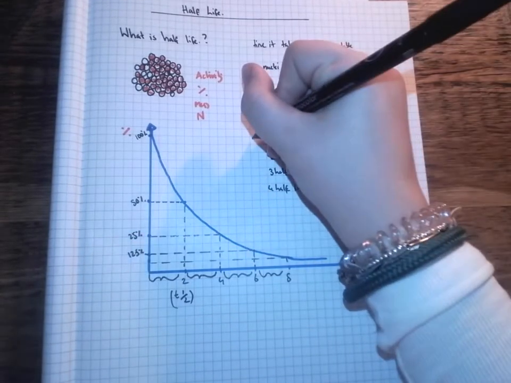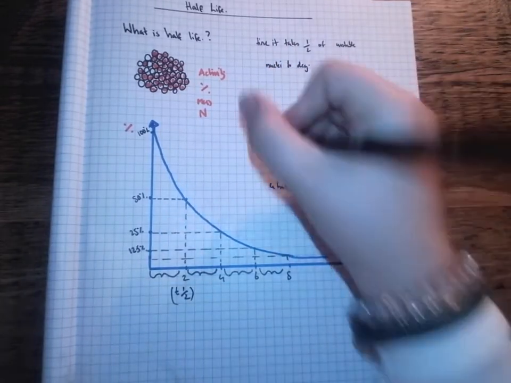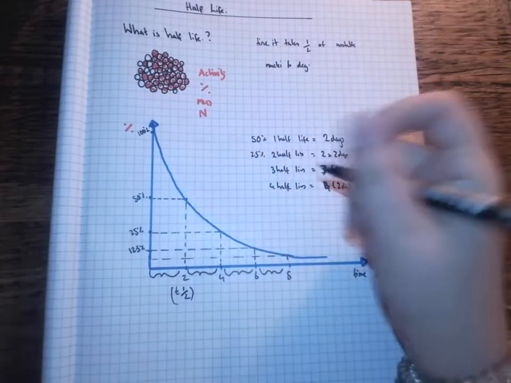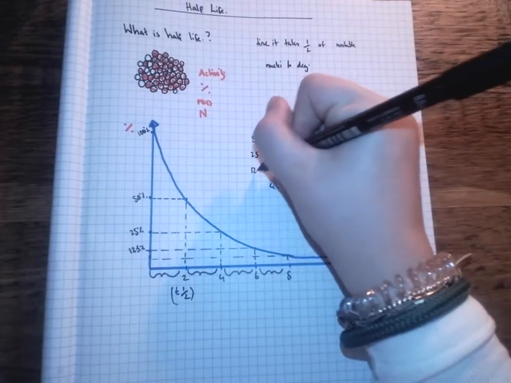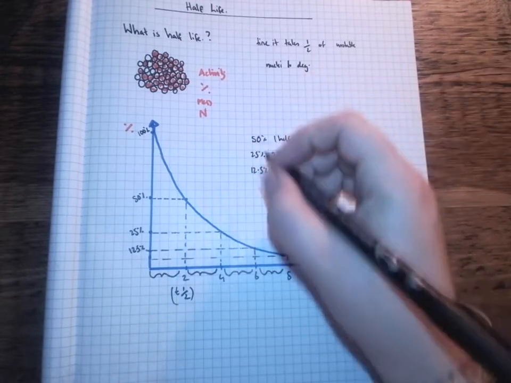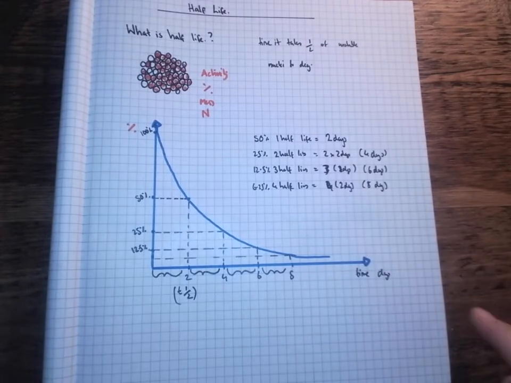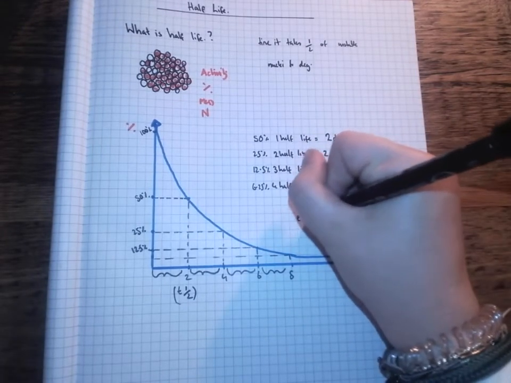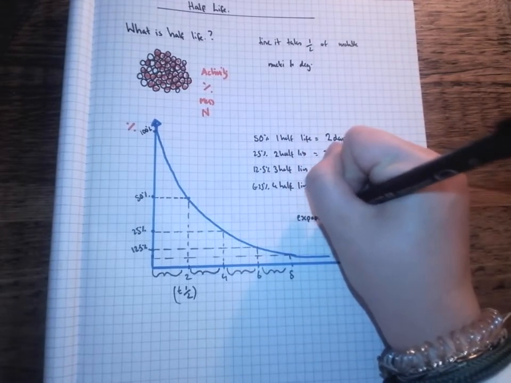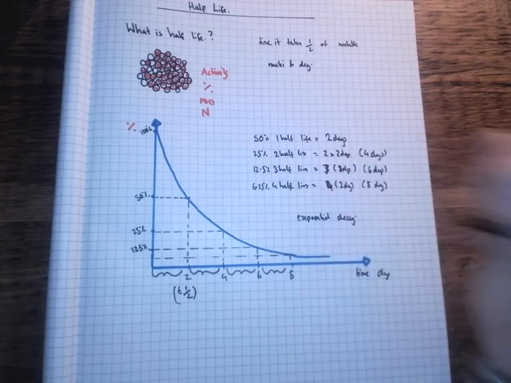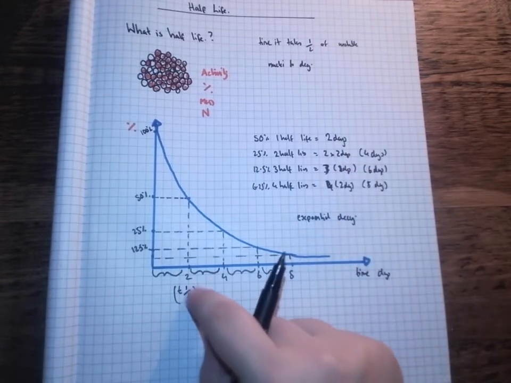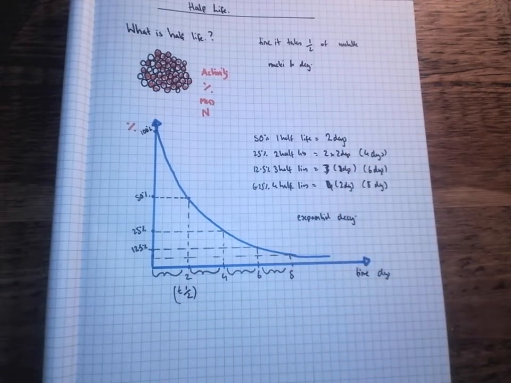So 1 half-life is always 50%. 2 half-lives is 25%. 3 is always going to go down to 12.5%, and then we're going down to 6.25%. And we call this an exponential decay. All right, so an exponential decay graph. And we can interpret it from our graph to work out what our half-life is.